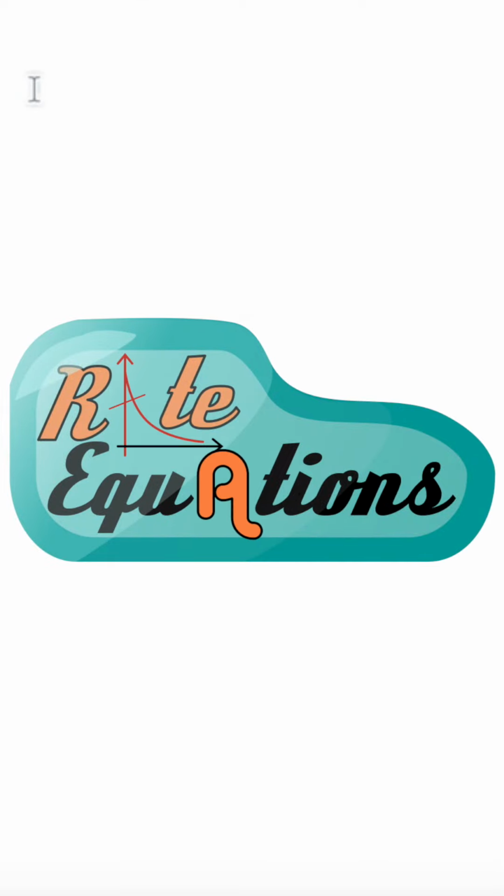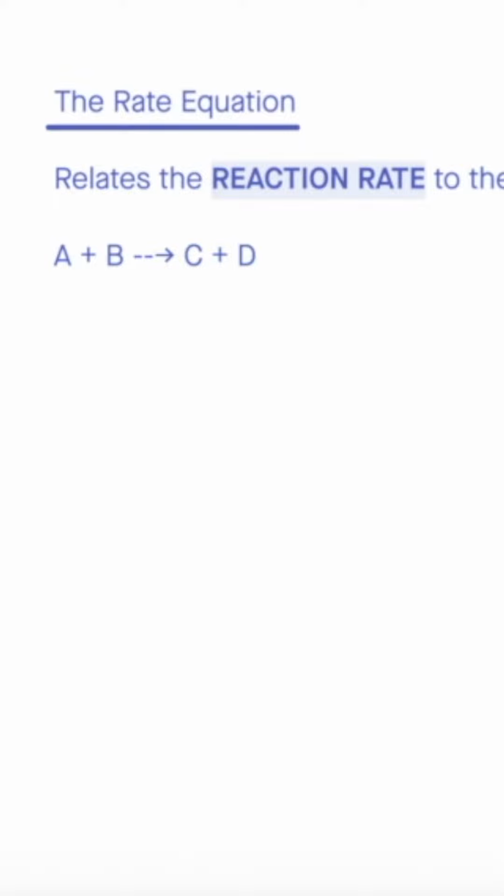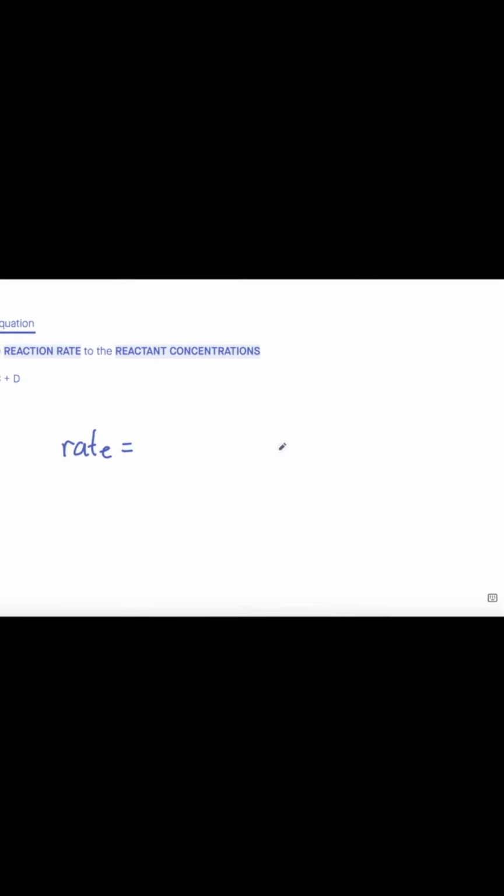This is rate equations 2 in 3 minutes. The rate equation is an equation that relates reaction rate to reactant concentration and is different for every reaction. So for example, if you had a reaction A plus B goes to C plus D, in your rate equation you would have concentrations of just the reactants A and B.